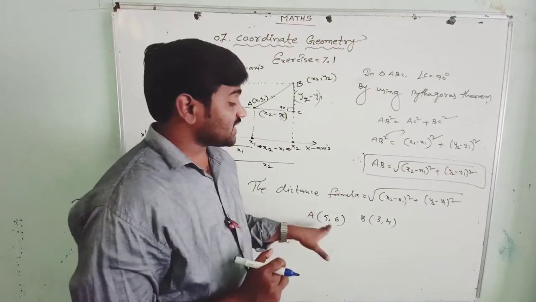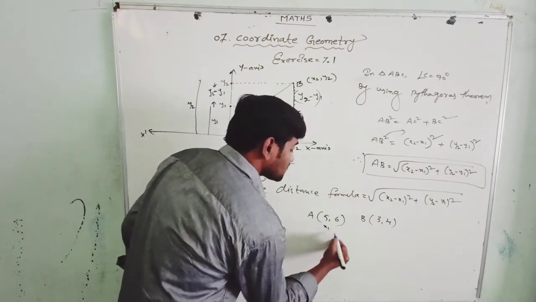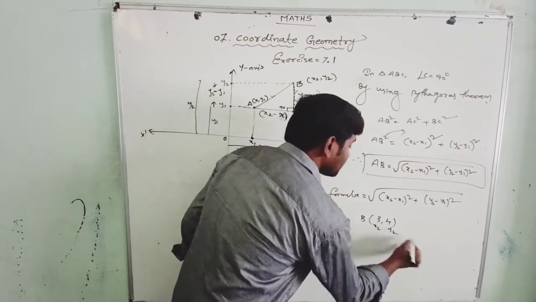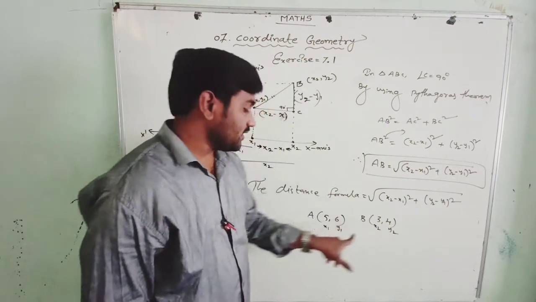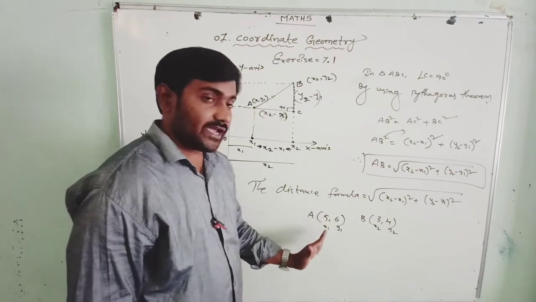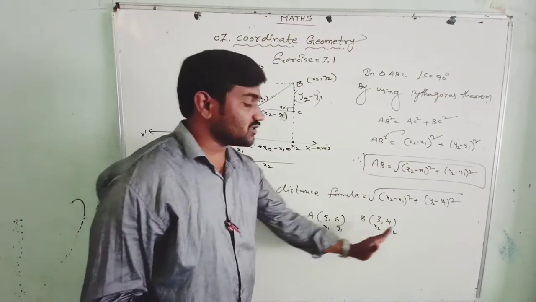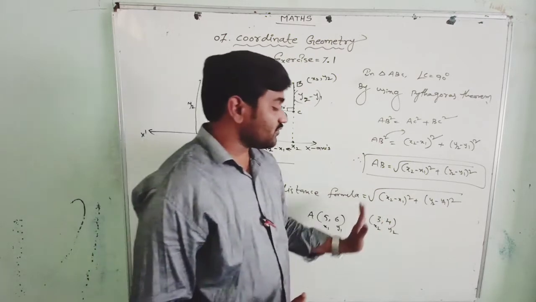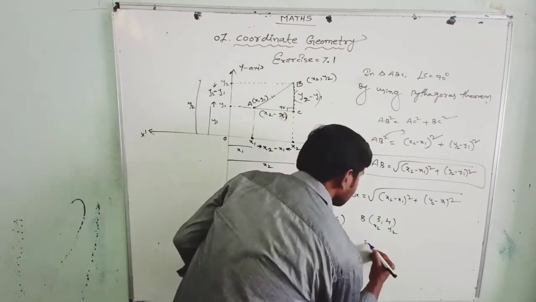We should know what x1 y1 x2 y2 are in these points. Simply this is called x1 and this is y1. This is x2, this is y2, because here we have an x value and a y value, but now we have 2 points. So let us give the x values as x1 and x2, and the y values as y1 and y2. Now we have the x1 value, x2 value, y1 value, y2 value. Let us substitute in this and we get the answer.